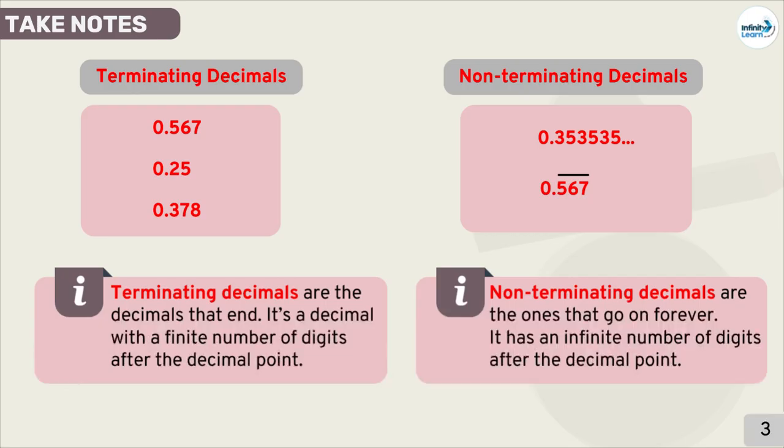Terminating decimals are the decimals that end, or a number that has a finite number of digits after the decimal point. मतलब decimal point के बाद वो खत्म हो जाते हैं. Non-terminating decimals are those that go on after the decimal point and do not end.